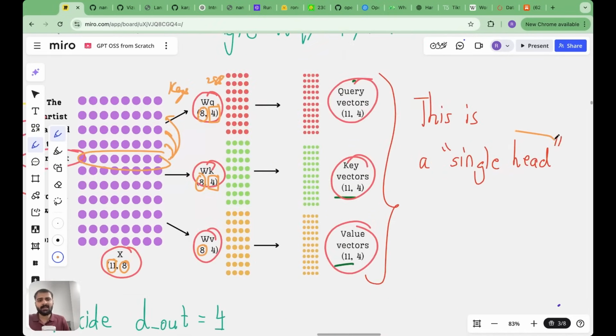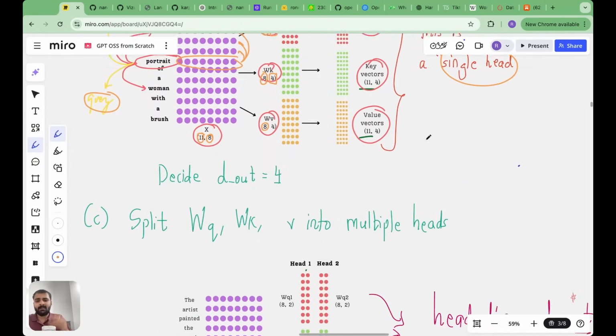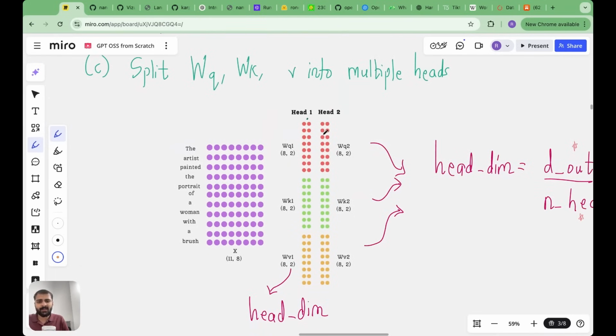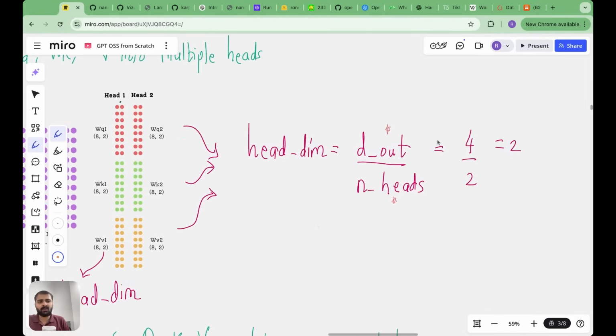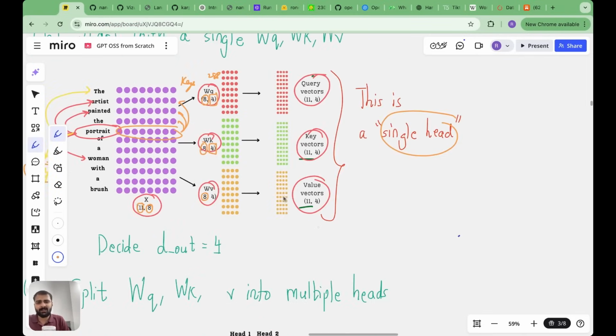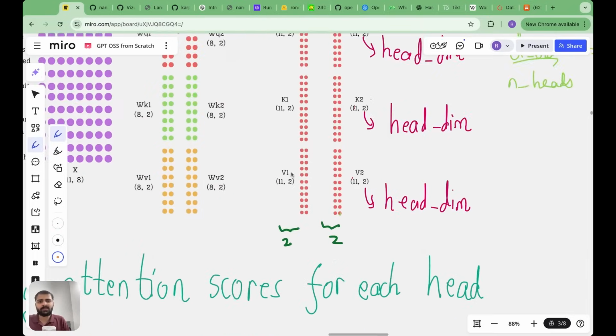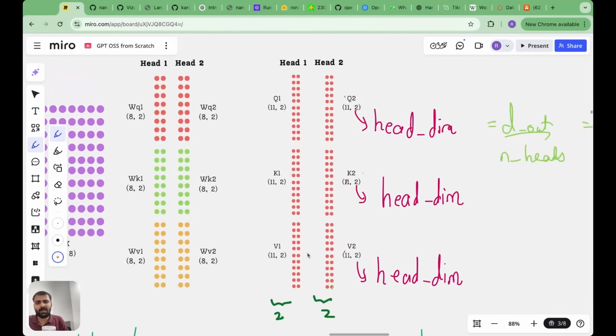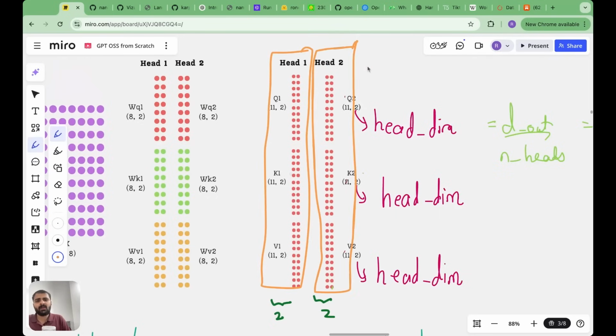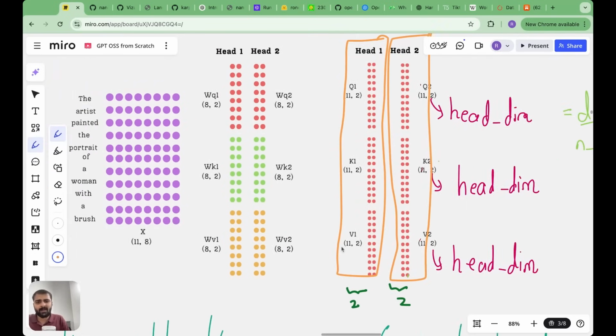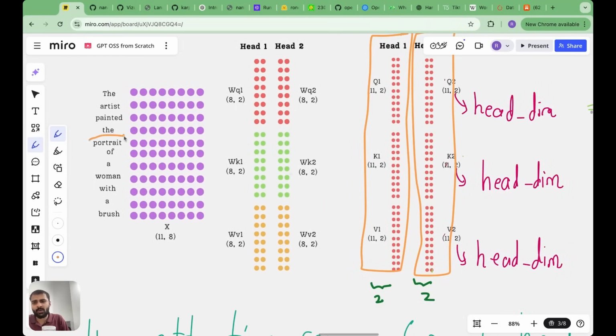Before going to that, let me also explain the concept of heads. Here I am showing a single head, right? But in multi head attention, usually these vectors are split into multiple heads. So each head learns a different perspective. Here I am using two heads, so we are splitting these into two. Now instead of having one query, one key and value vector, each head will have its own query, key, and value vectors, right?